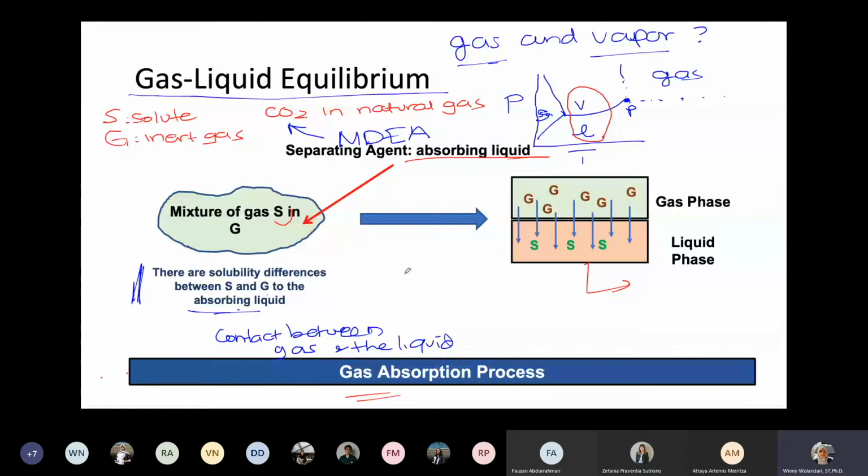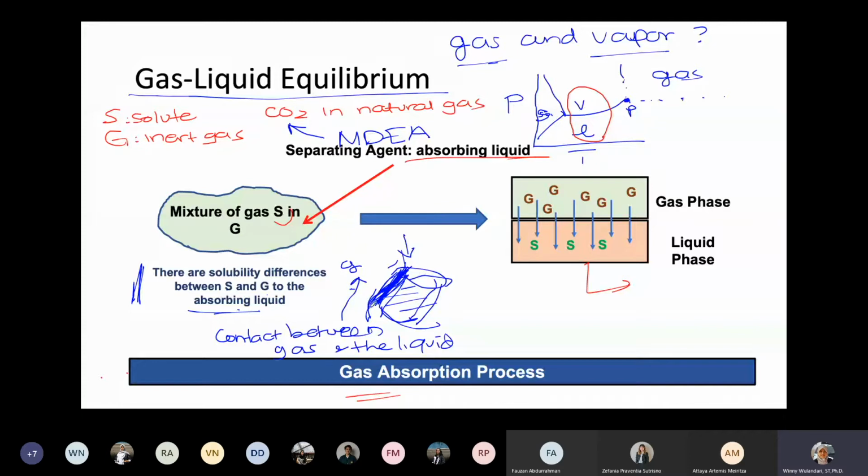For example, we use packing. If you know macaroni or something like that, that is a typical packing. So this is the packing, and we put liquid over there. The liquid just flows through as a wetted film, like you learned in transport phenomena. The liquid would be wetted like this, while the gas phase flows in this direction. So there would be a contact between the gas and the liquid.